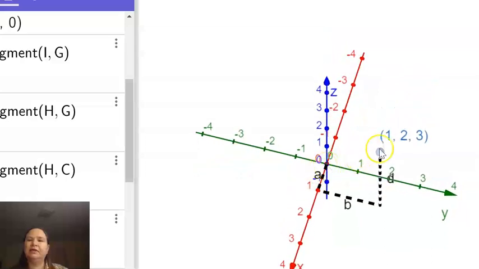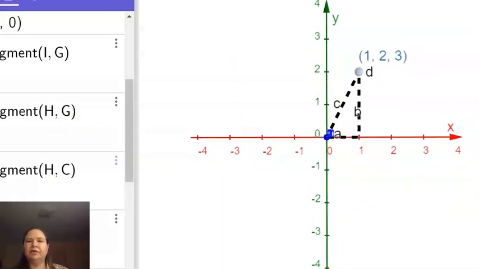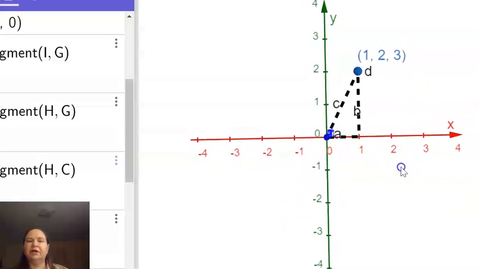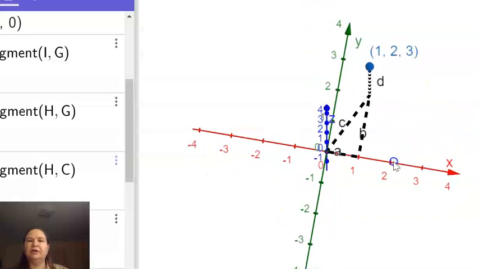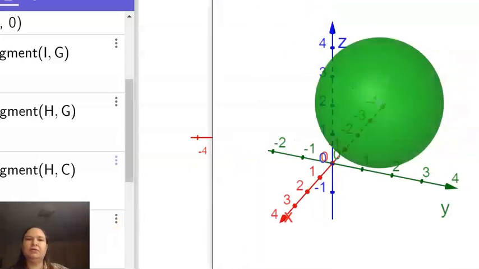And we're going to figure out this three-dimensional distance from the origin out to the point 1, 2, 3. We're going to do it by making some right triangles and using the Pythagorean theorem. So the first segment I'm going to draw in here is C. I'm going to turn this, so we're just looking at the XY plane straight on, and I have A and B and C. And I'm going to move those over.